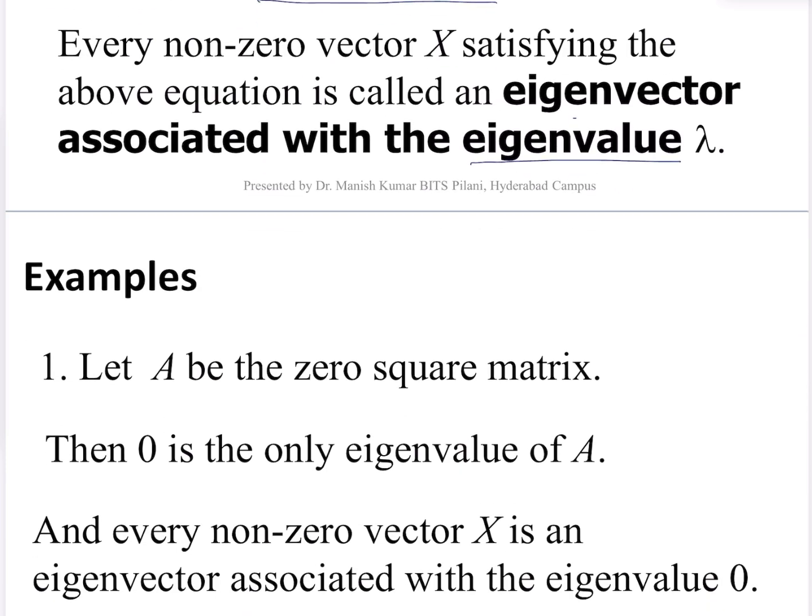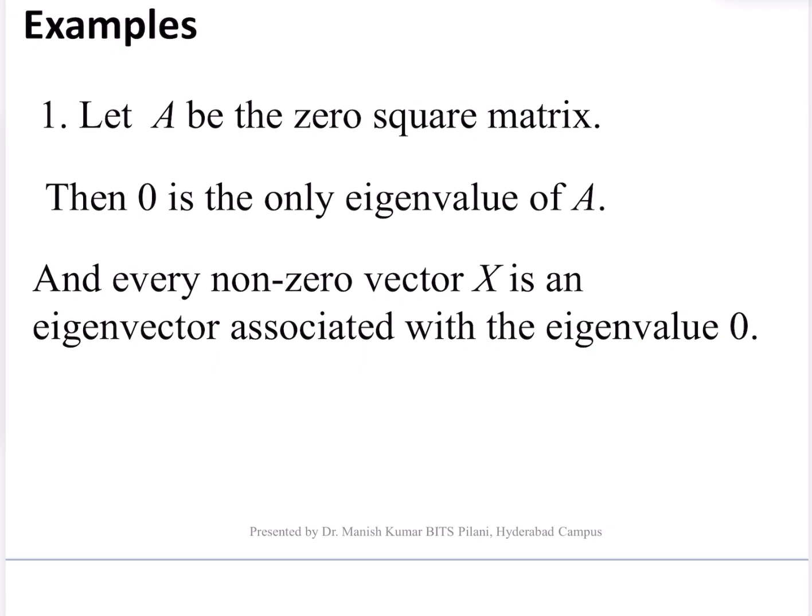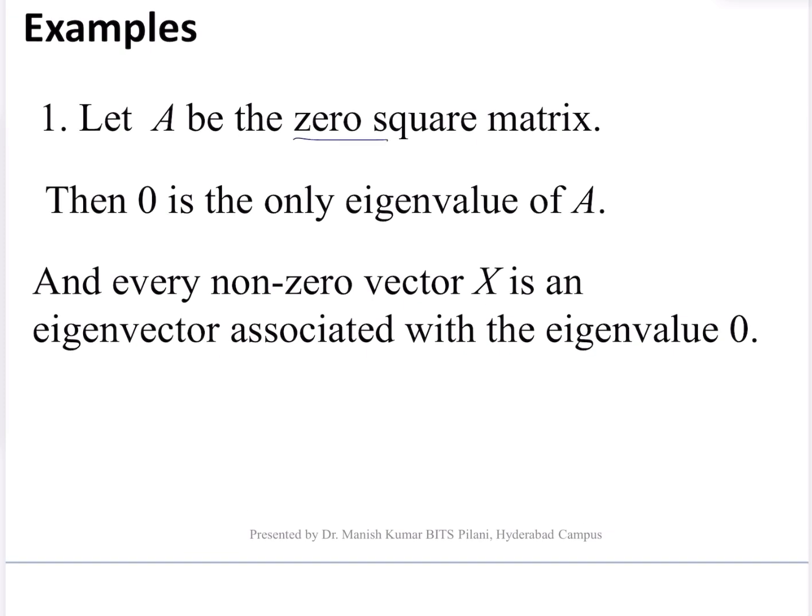Okay, so let us see some examples. Let A be a zero square matrix. Then 0 is the only eigenvalue of A, because x I want non-zero. So Ax equals lambda x, and A is the zero matrix. So the left hand side is 0 and the right hand side is non-zero. Then how am I going to get the equation satisfied? Only provided lambda equals 0, right?